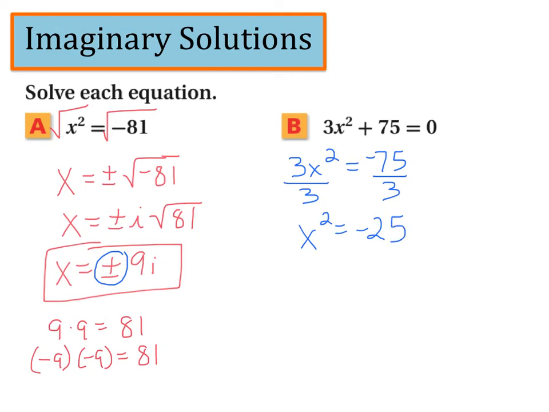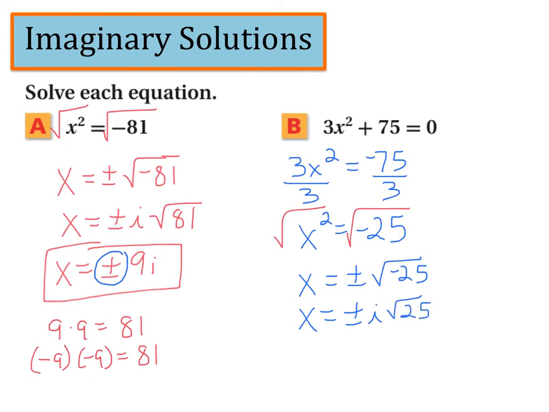Same deal as problem A. Now we have x squared, we want to isolate that, so we take the square root of both sides. When we do that, on the left side we end up with x. On the right side, we end up with plus or minus the square root of negative 25. So we have to simplify that radical. We take the i out with the square root of 25. We know the square root of 25 is just 5. So the answer is plus or minus 5i.